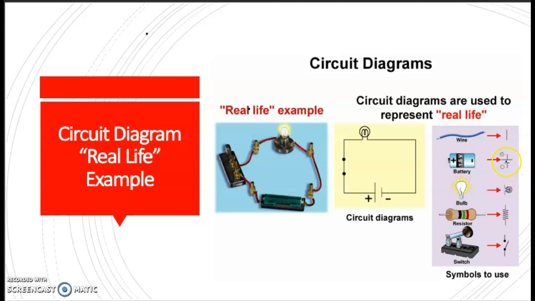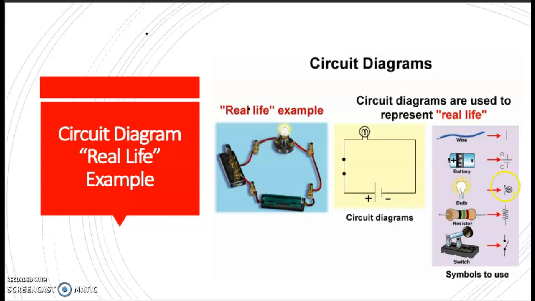You'll draw a longer line, which represents the positive end, and a shorter line, which represents the negative terminal of the battery. So both of those lines together represent one battery. Okay, so you'll draw that, and then you have lines coming out of it, which represent the wires that are connected to the battery.